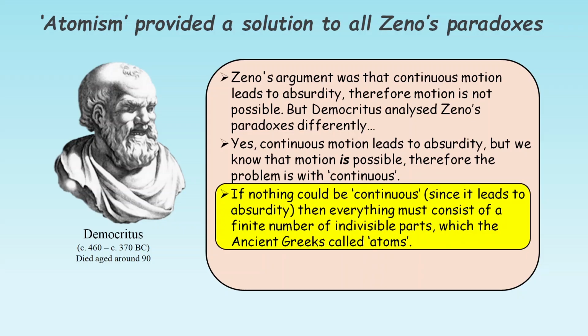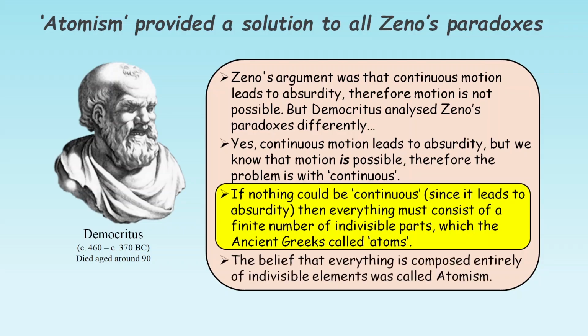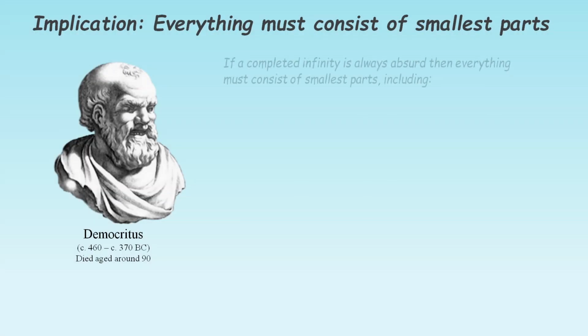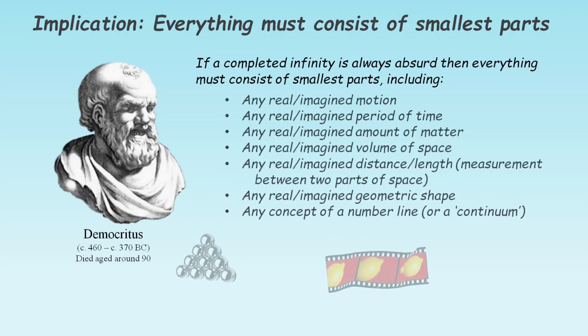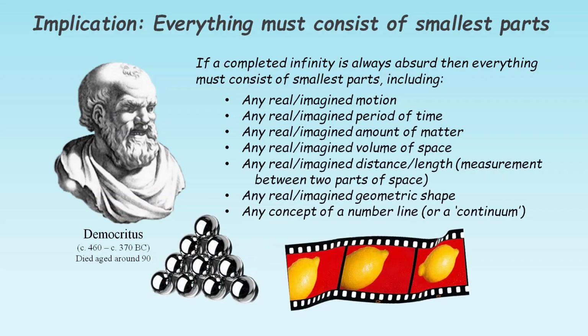And since the concept of continuous leads to absurdity, Democritus concluded that nothing could be continuous, and everything must consist of a finite number of indivisible parts, which the ancient Greeks called atoms, and so this belief was called atomism. If the atomists were right, then everything must consist of smallest parts, including anything real or imagined, and that would include any geometric construction such as a line segment supposedly measuring exactly the square root of 2.